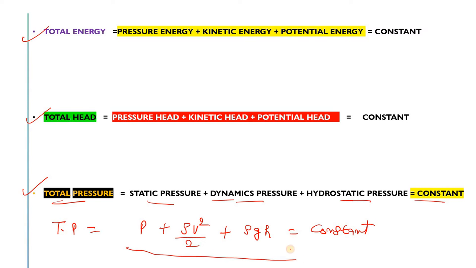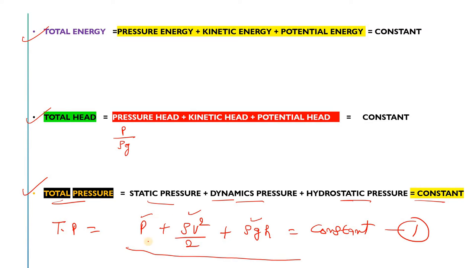This is with respect to pressure, and when you express the units, P means pressure, so what will be the unit? The unit will be Newton per meter square. Similarly, each term has the unit Newton per meter square. It means that you can express Bernoulli's theorem or Bernoulli's principle with respect to total pressure. Are you getting my points? This is very, very simple.